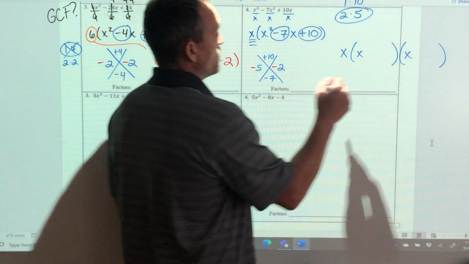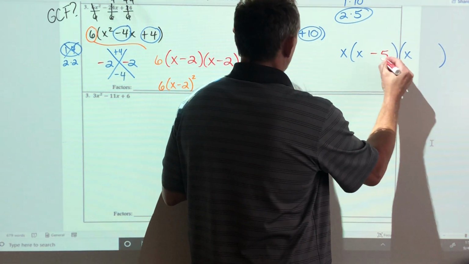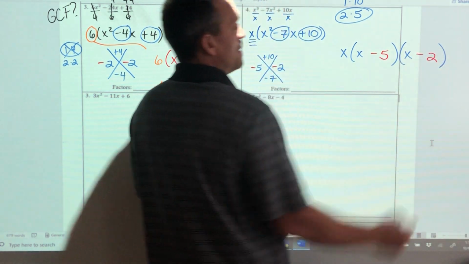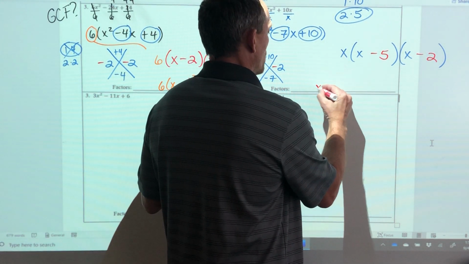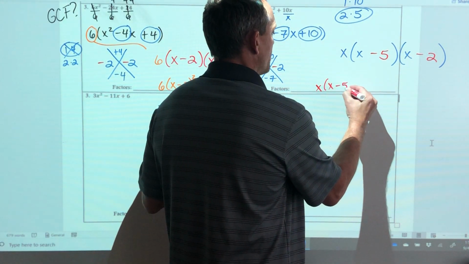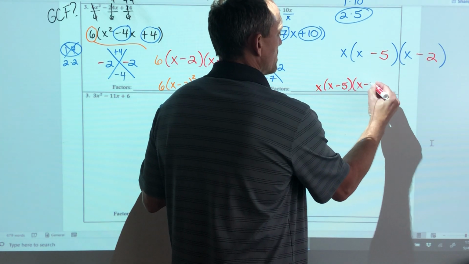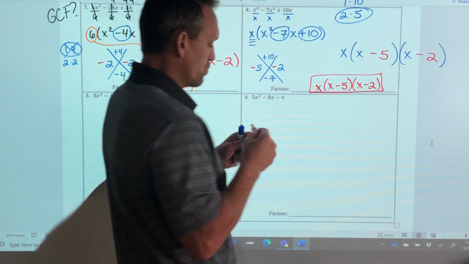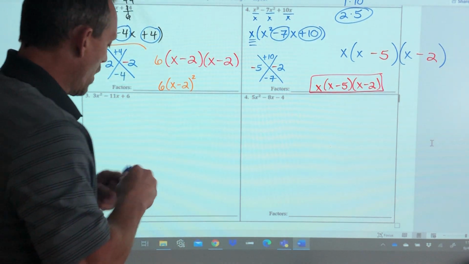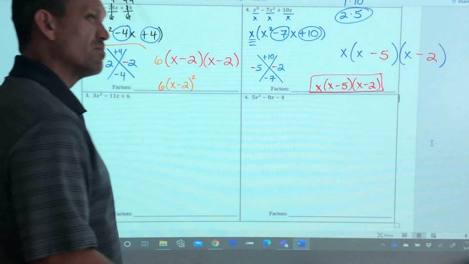From here, all we do is fill in our little boxes, and we're done. That's it. That's all she wrote. You want to write it on the line? That'd be awesome. Those are 3 factors. Now, when we start solving these, which will come tomorrow, I think it's tomorrow.